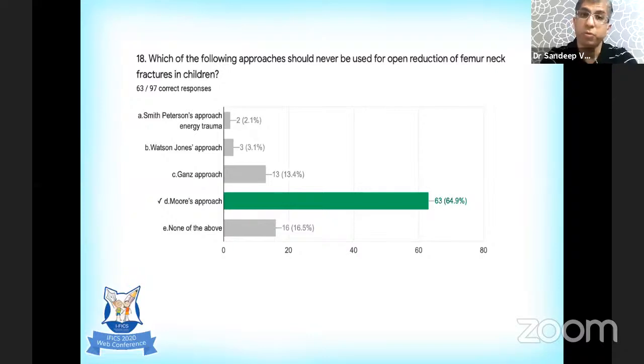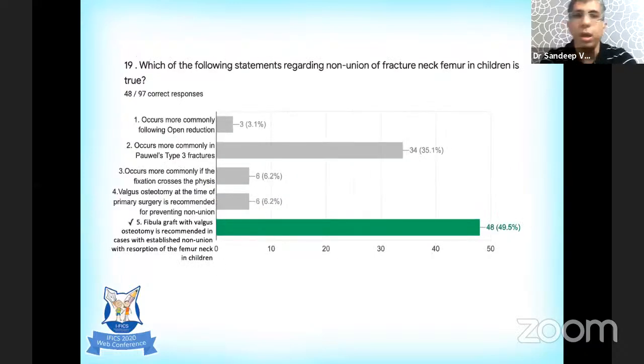Next question asked was, which of the following approaches should never be used for open reduction of femur neck fractures in children? And the correct answer is the Moore's approach, because we know that the Moore's approach can damage the vascularity to the femoral head. The next question was, which of the following statements regarding non-union of fracture femur neck in children is true? The correct answer here is option number 5, that is fibula graft with valgus osteotomy is recommended in cases with established non-union with resorption of the femur neck in children.